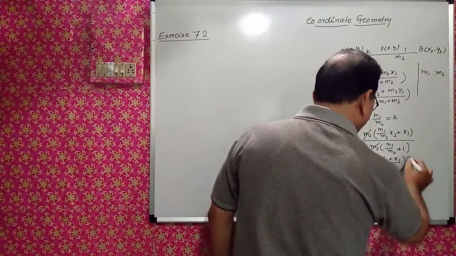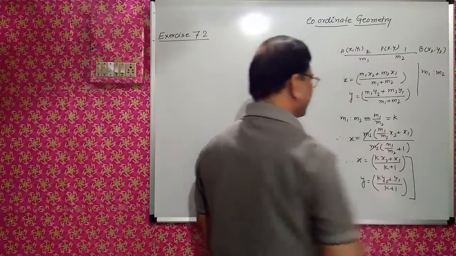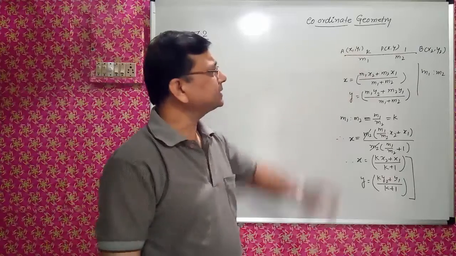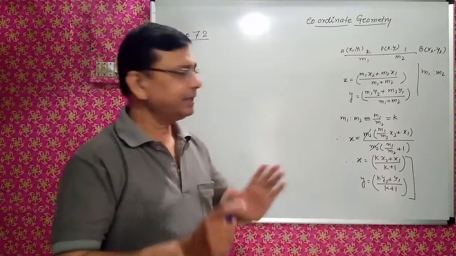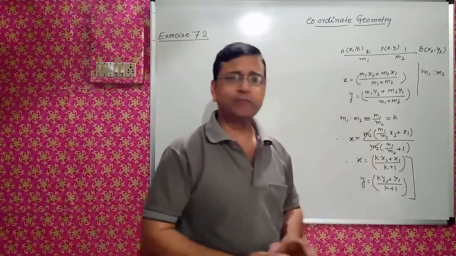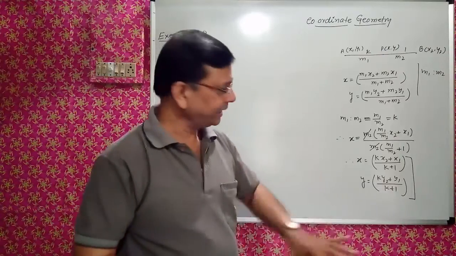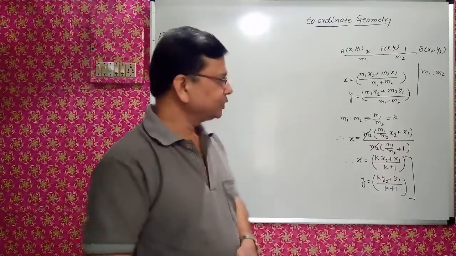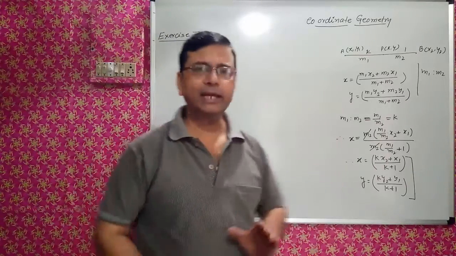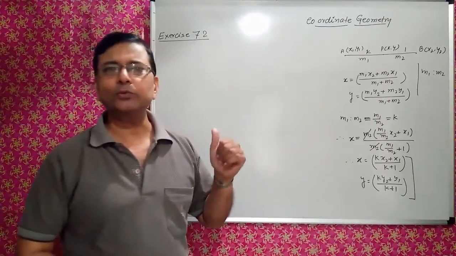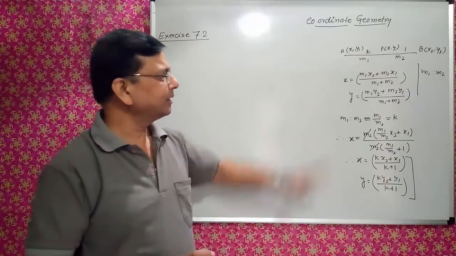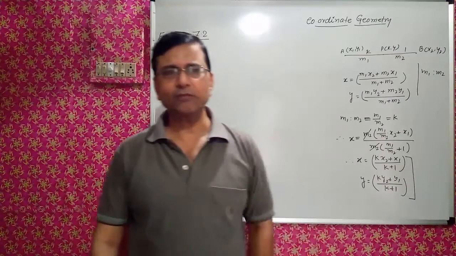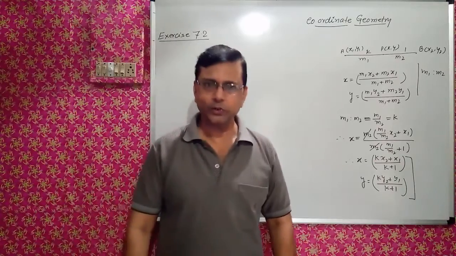This is another formula for the point which is dividing the line segment in the ratio of m1 is to m2, or in this case k is to 1. Isn't it? So we will be using this formula in the exercise 7.2. Most of the questions will be solved by using these two formulae. So I will proceed with the questions of exercise 7.2.